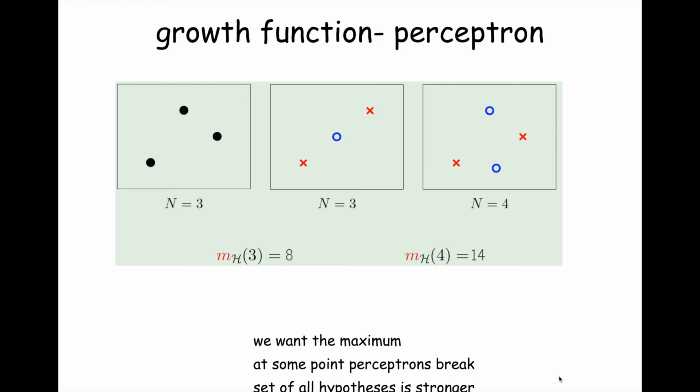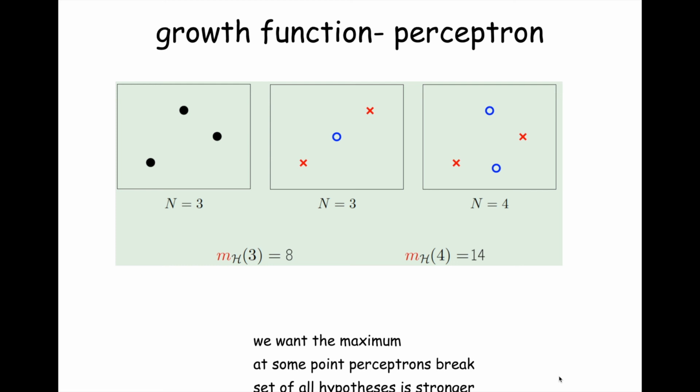Does that make sense? And so the linear perceptron, once you get to a data set of size 4, it can no longer keep up, if you will, right? It can no longer generate 2 to the n dichotomies. It breaks. You broke the perceptron when you went from a data set of size 3 to a data set of size 4. Okay? Does that make sense?